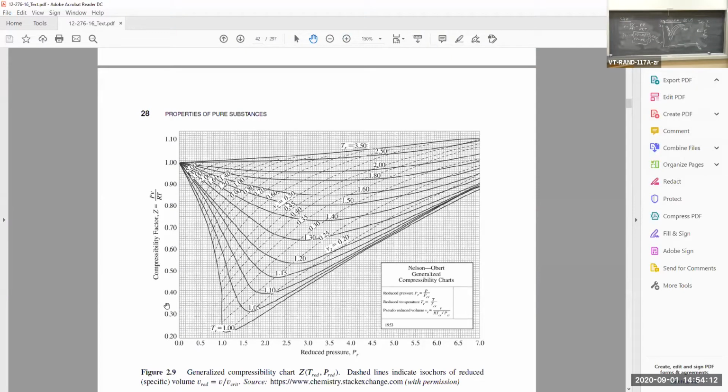Now, let's look at reduced pressure first. So here we have a reduced pressure of 0.5. Here we have a reduced pressure of about 0.25 right in the middle. 0.2 is a little bit closer here. And we can see that all these curves of constant reduced temperature indicate a compressibility factor Z that starts to collapse towards 1 as reduced pressure goes to 0.